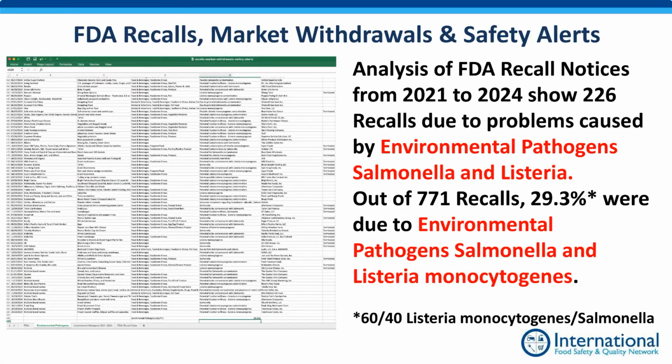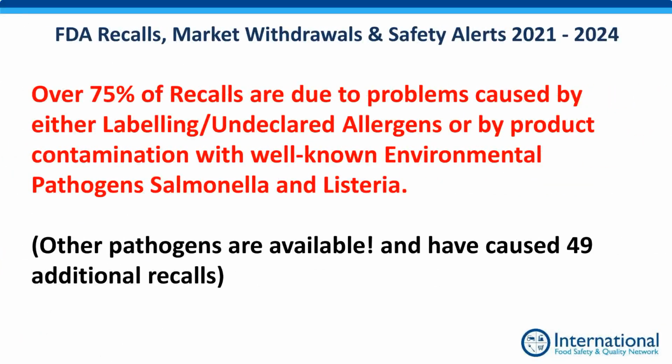And also, out of 771 recalls, 29.3% were due to environmental pathogens, Salmonella and Listeria monocytogenes. So again, this is something we should see more in certification audits. Over 75% of recalls are due to problems caused by either labeling, undeclared allergens, or by product contamination with well-known environmental pathogens, Salmonella and Listeria.